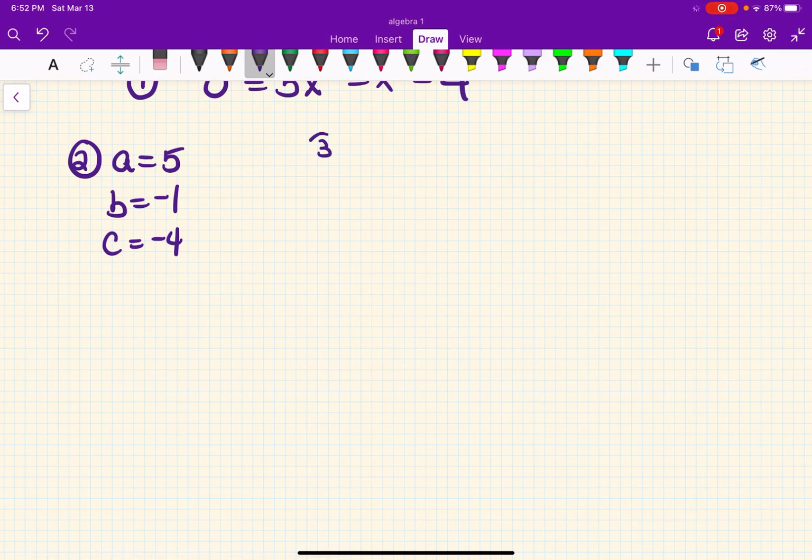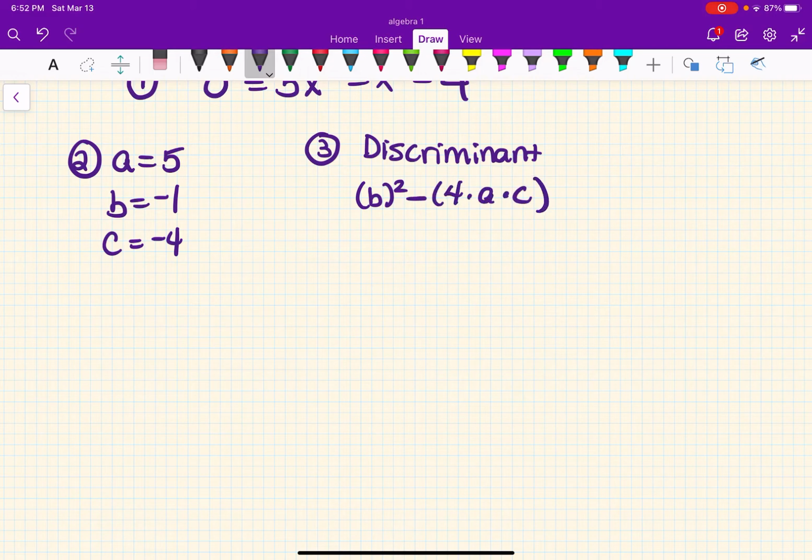Third step, time for the discriminant. Okay, remember the discriminant is b squared minus 4 times a times c. So I'm just going to do that part right now. Again, leave the parentheses there or you're going to get the wrong answer. So see what I'm doing right now? I'm just copying the parts that stay the same. The b, a, and c, I have to put in what the values are. So for b, it's negative 1. a is 5, and c is negative 4.